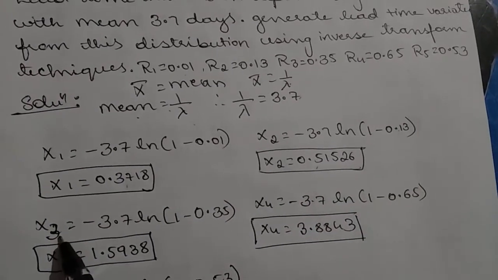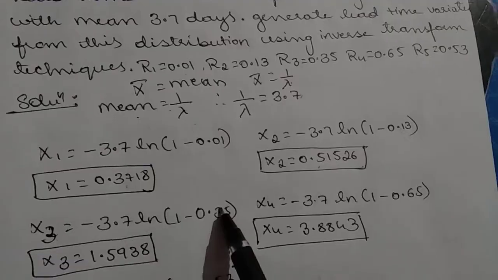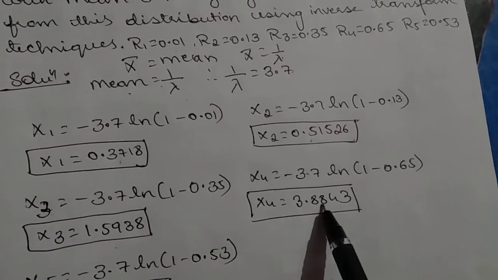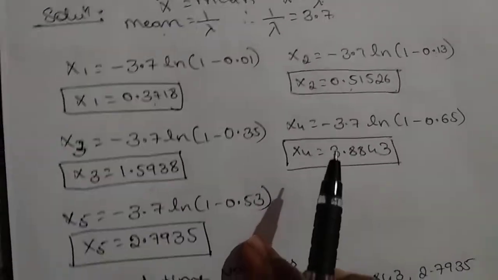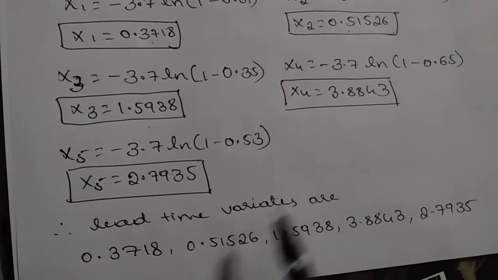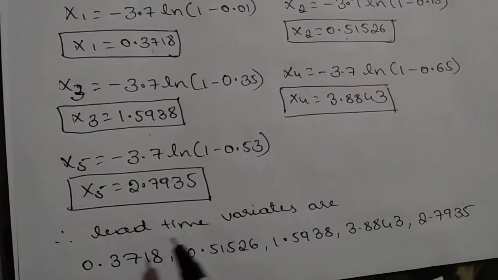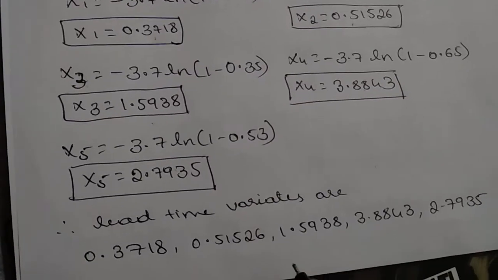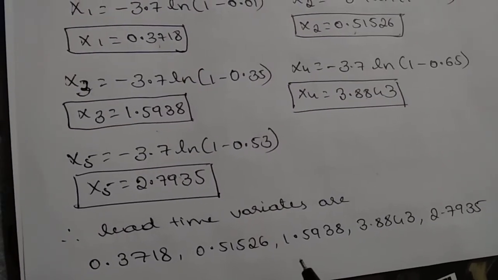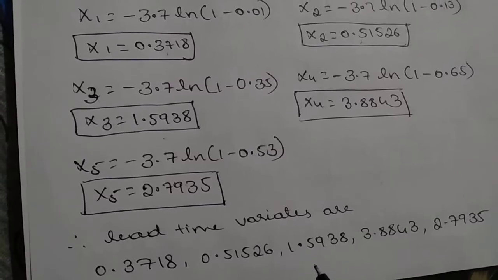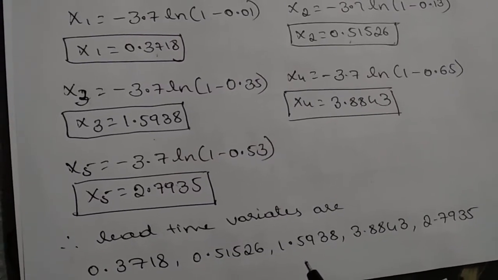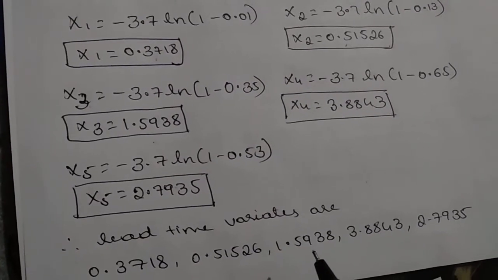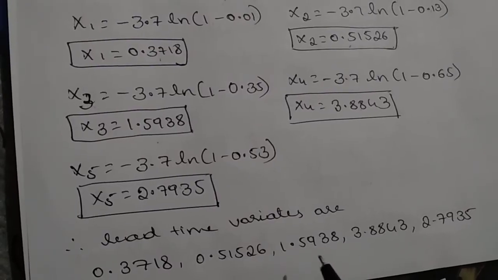Then x3, you have to put R3. Then this is x3. Then x4 and then x5. So you have to just write that the lead time variates are these 5 which you have generated. This is your exponential distribution function. Here you have to just remember the formula, minus 1 divided by lambda ln of 1 minus ri, and 1 by lambda is always the mean.